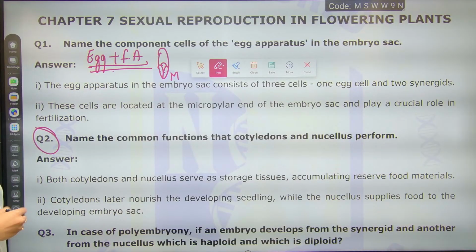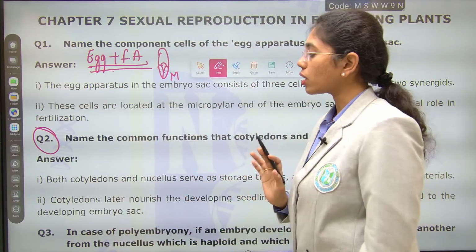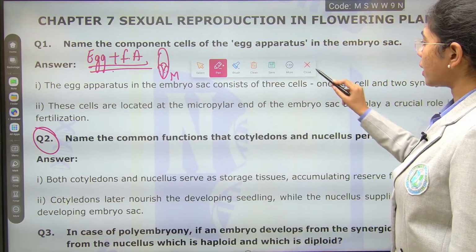Next, name the common functions that cotyledons and nucellus perform. What are the common functions that cotyledons and nucellus perform?